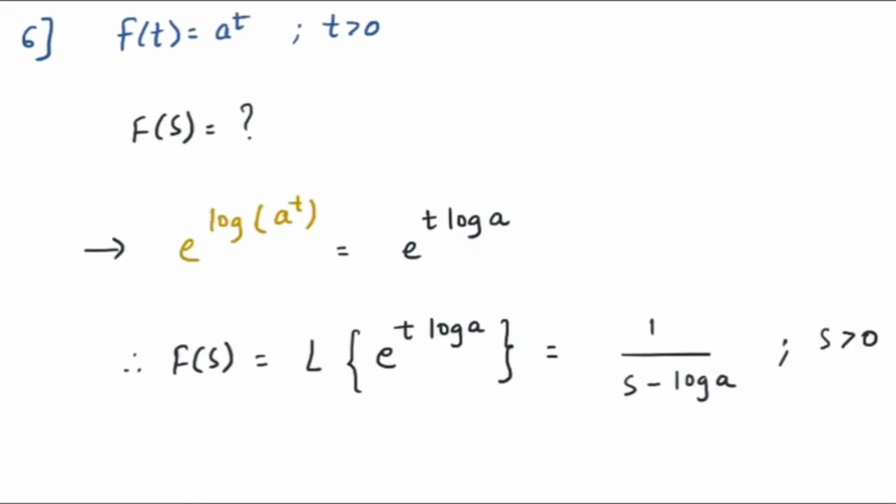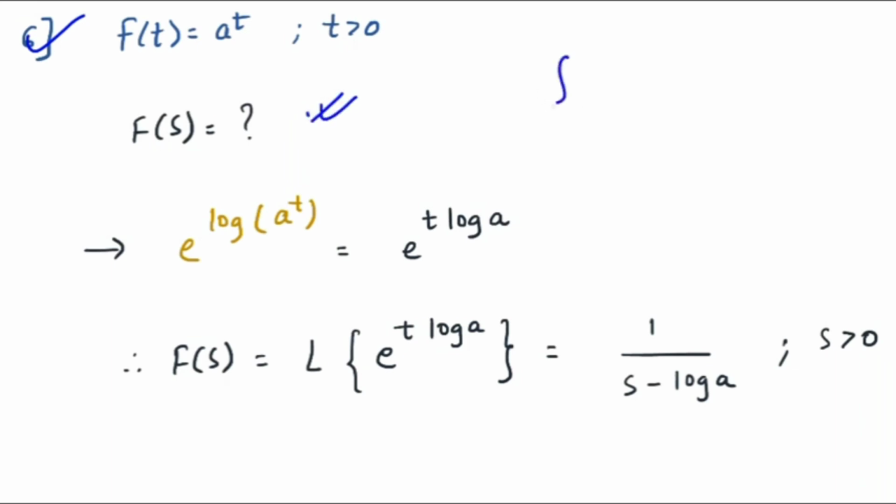Up till now we have seen the tricky questions which were based on trigonometric relationships, but there are more tricky questions on algebraic functions also. So let us see this question. f of t is equal to a raised to t when t is greater than 0. Tell me what would be the Laplace of this function.